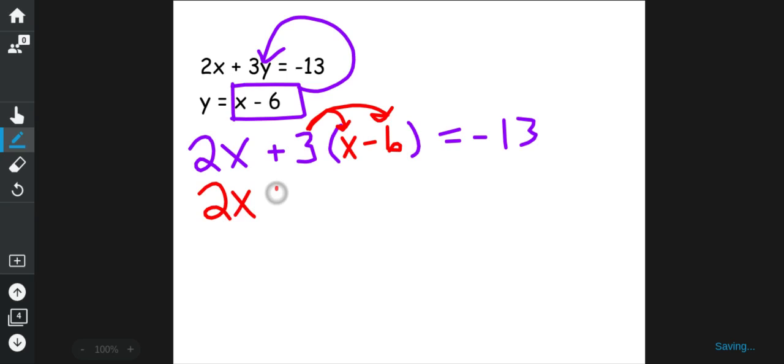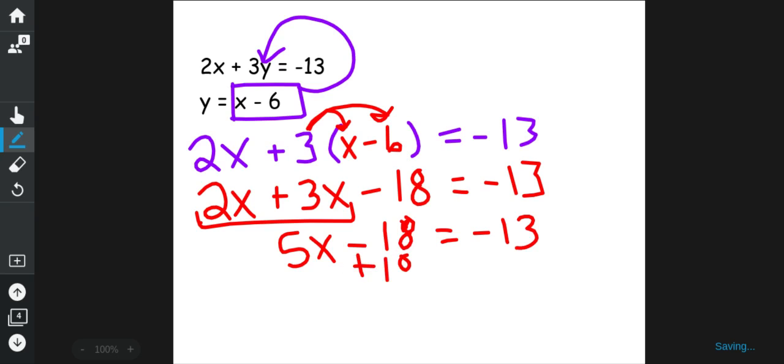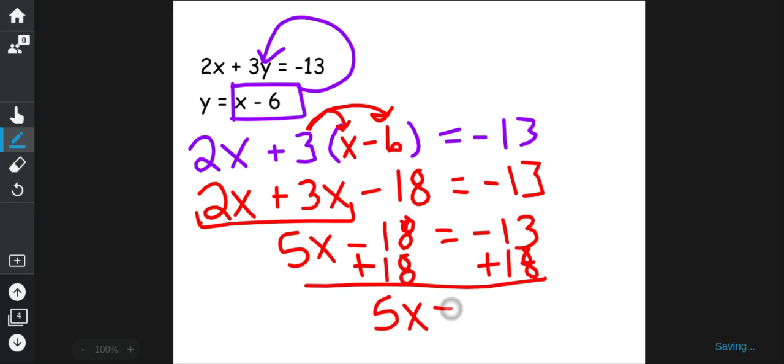2x plus 3x minus 18 equals -13. We're going to combine like terms. 5x minus 18 equals negative 13. Add 18 to both sides. We get 5x equals 5. And divide both sides by 5, and you get x is equal to 1.